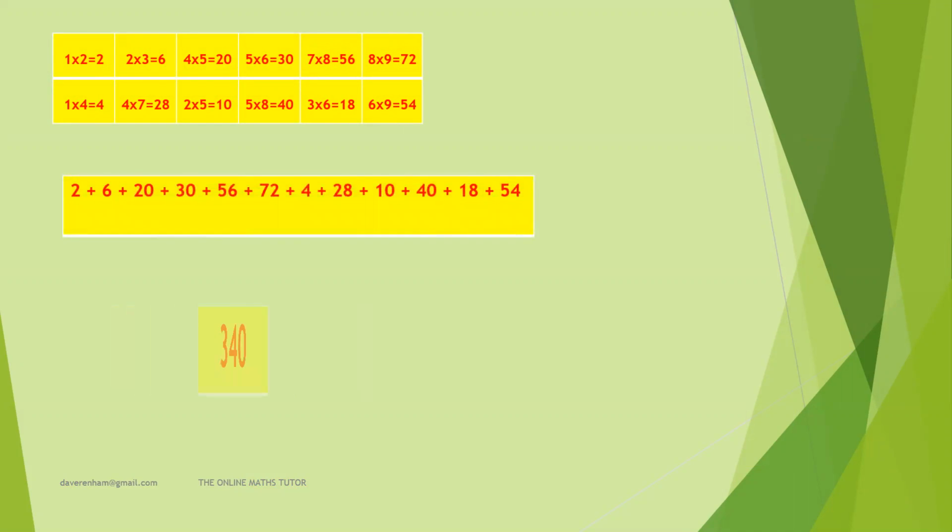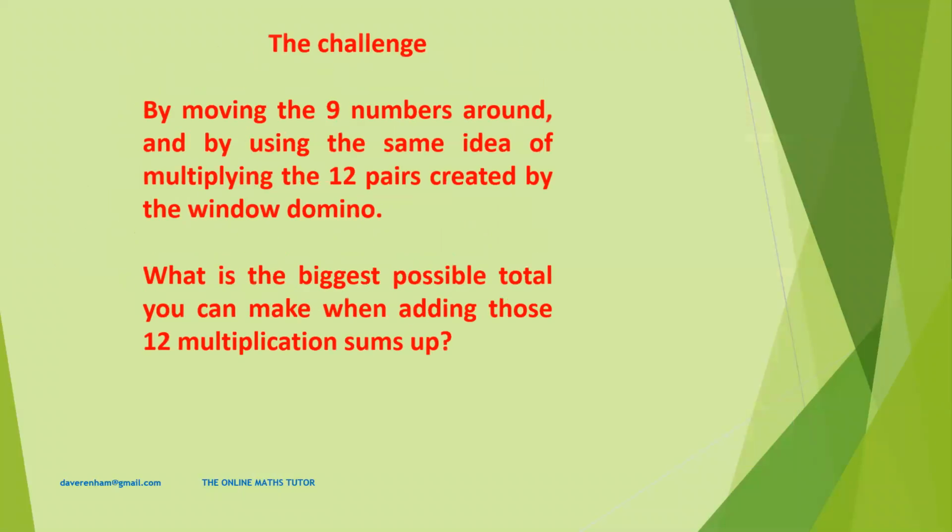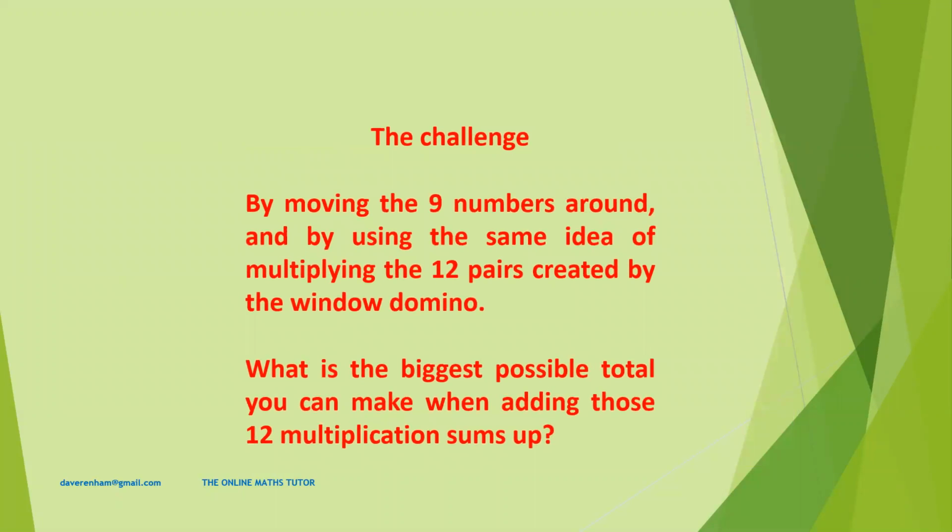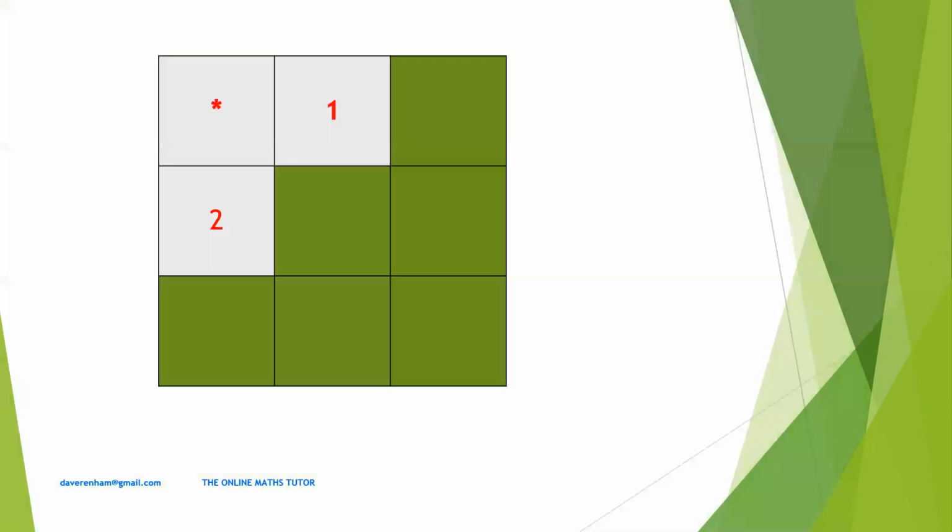What you then do is, with those 12 totals, you add them together to create your final total for the grid. Now, the challenge that I set was, can you move those numbers around? And by using the same idea of multiplying the 12 pairs together, created by this window domino, what is the biggest total you can possibly make? So in this video, we're going to find out the solution. But before we get there, a couple of important things.